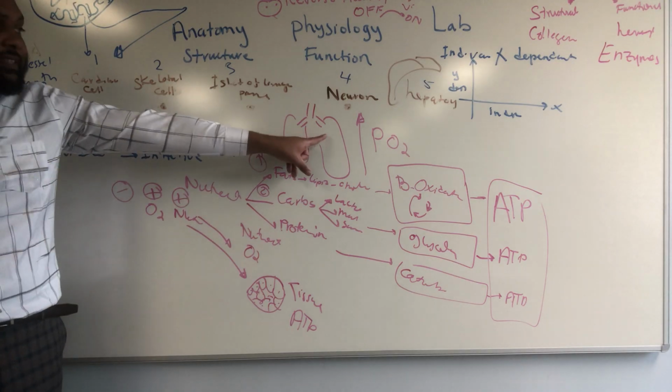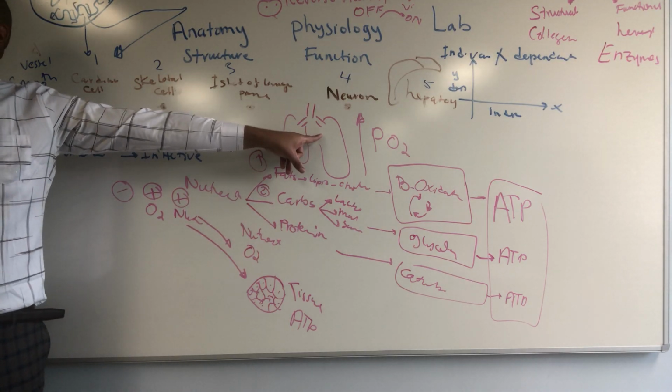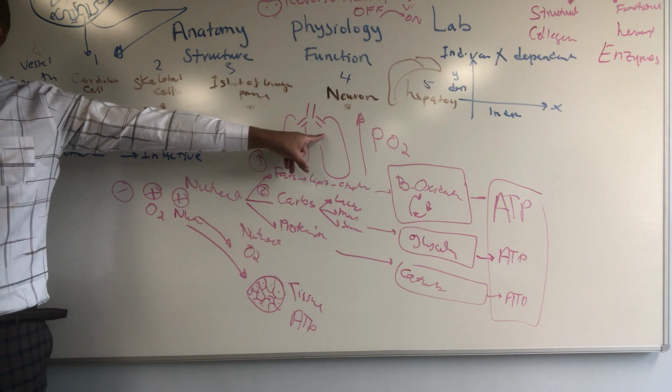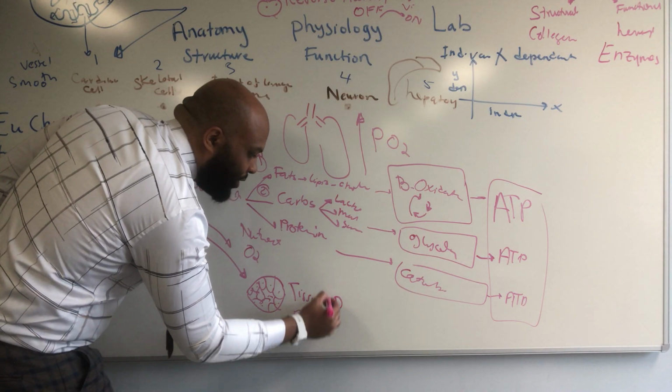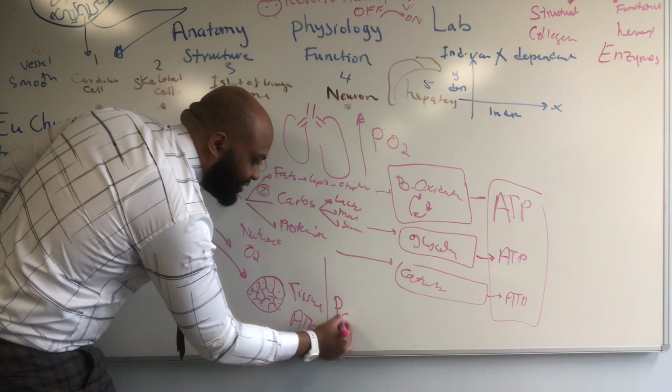So hemoglobin takes oxygen from an area of a high partial pressure of oxygen to an area of a low. Do you think the tissue has high or low partial pressure of oxygen?